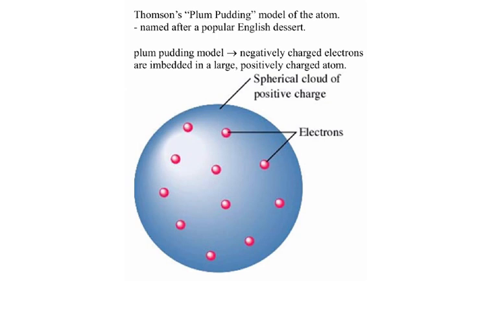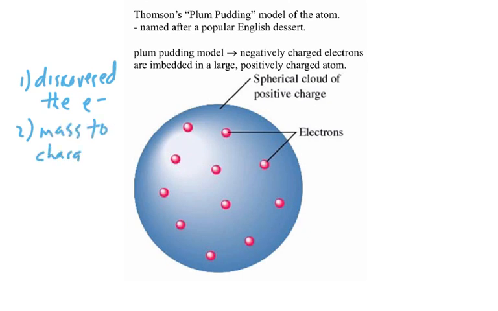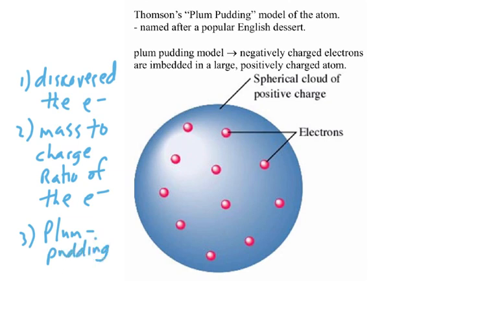Now, J.J. Thomson also had a third thing. So we know that J.J. Thomson discovered the electron by manipulating the cathode ray tube. So we know that. Okay. We also know that he found the mass to charge ratio of the electron. And the third thing he did was he came up with a model of the atom called the plum pudding model. And this model was named after a popular English dessert where you had pudding with raisins embedded in it.